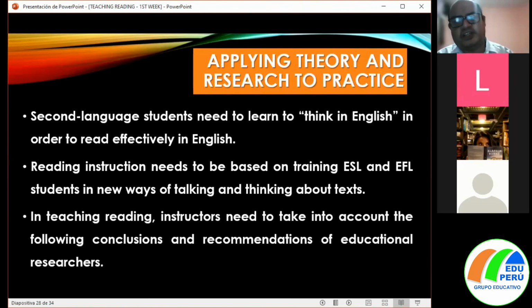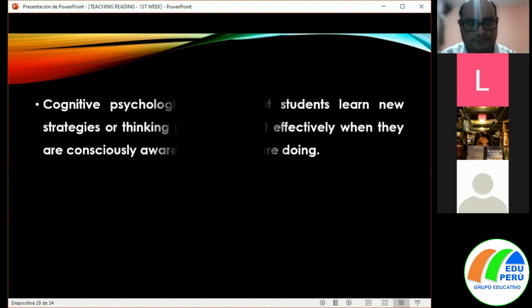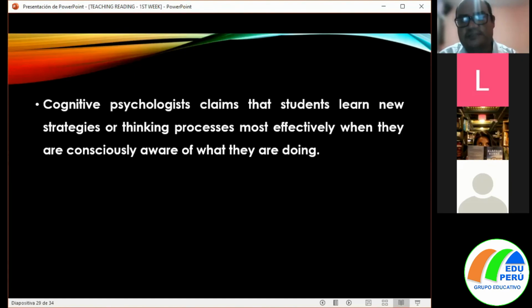In teaching reading, instructors need to take into account the following conclusions and recommendations of educational research. Cognitive psychologists claim that students learn new strategies or thinking processes most effectively when they are consciously aware of what they are doing. So this is related to metacognition.